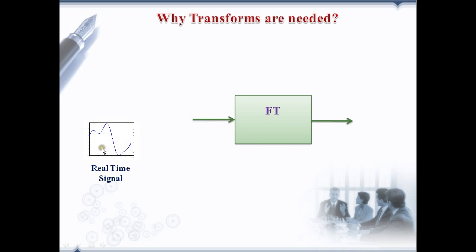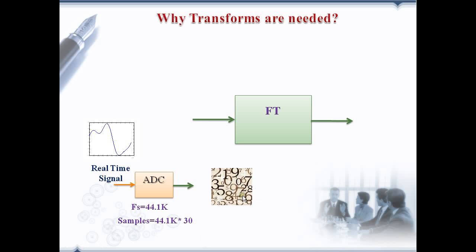Let's say we are capturing the time domain signal in real time and then converting it into a digital signal using an ADC. Now we have digital samples. Take the case that we are sampling the signal with a sampling frequency of 44.1 kHz. That is, we have 44.1 kilo samples per second. Suppose we capture the signal for 30 seconds. Then we have 44.1 into 30 kilo samples, millions of samples.